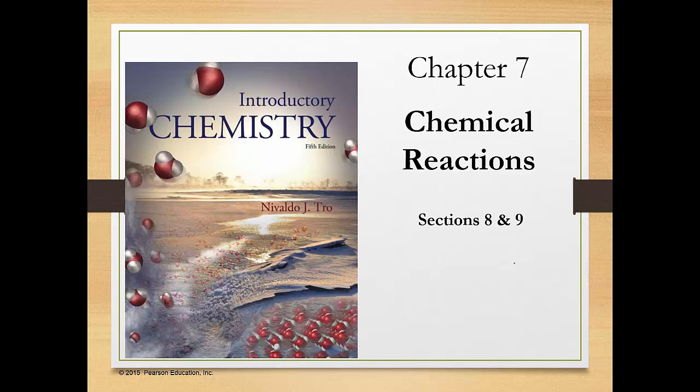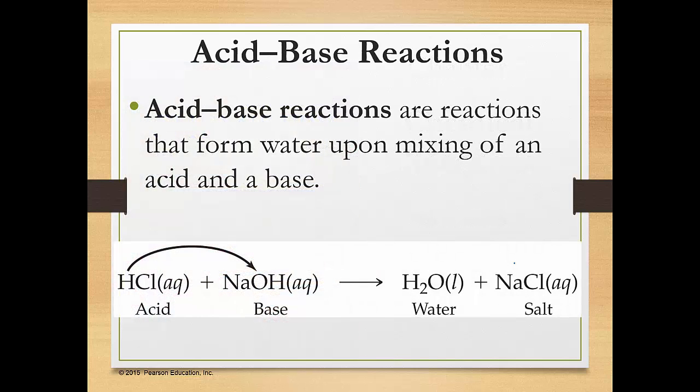In sections 8 and 9, we want to look at some other types or classifications of reactions other than the precipitation reactions we've been looking at. Precipitation reactions are extremely common in chemistry, but they're certainly not the only kind of reaction that we have. One type of reaction that you'll see a lot, and especially when you get to organic chemistry, these become really important, acid-base reactions. Acid-base reactions are simply reactions that form upon mixing an acid with a base.